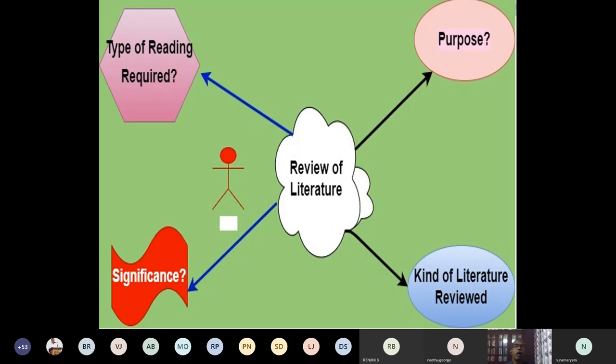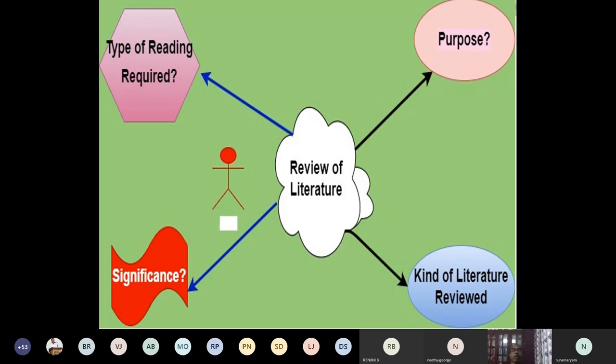Okay, I would like to begin another part, that is regarding the review of literature. I would like to speak about another area, which is review of literature. I have already told you that you have to identify the results gap. So the question is how to find results gap. The only one thing is to have a proper review of literature.